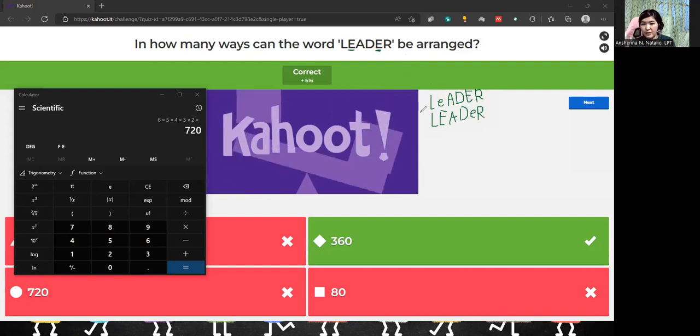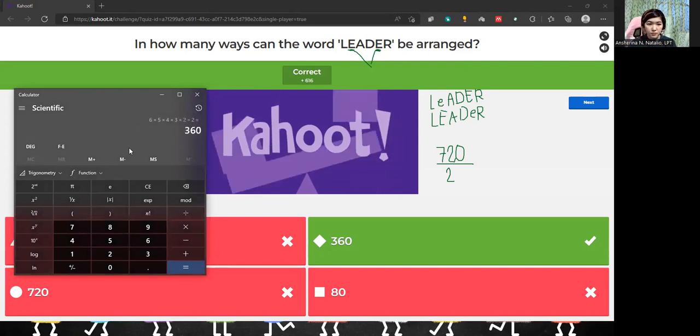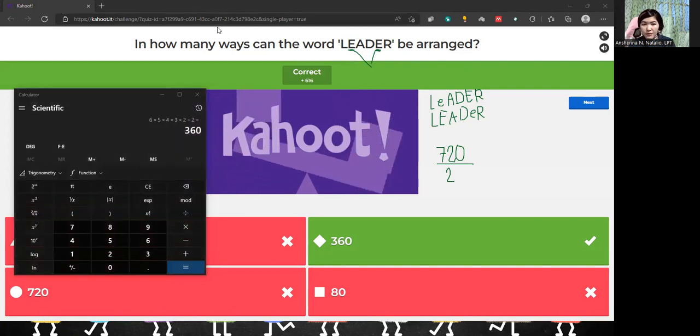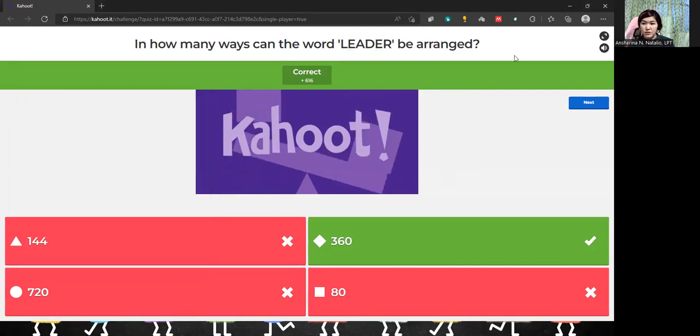So, this word, leader, is the same as this. Okay? So, pareho lang naman sila, no? So, i-divide na lang natin sa ilan. Ilan ba yung naulit na letter? Or ilang beses ba siya naulit? So, dalawang beses na ulit yung letter E. So, we will be dividing 720 by 2. Okay? So, 720 divided by 2 is 360. Okay? So, that is the reason why this is not 720. But I think ito lang naman yung confusing question dito. Right? So, I guess we can continue to the next question.